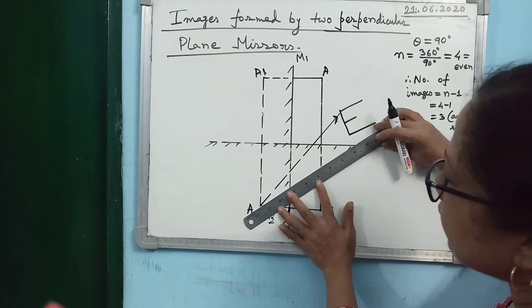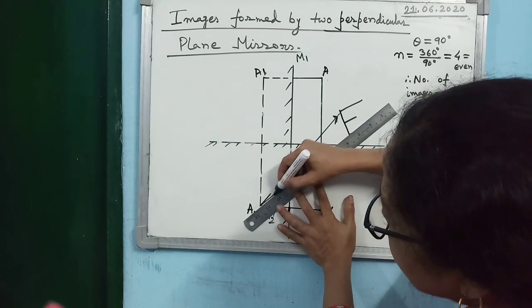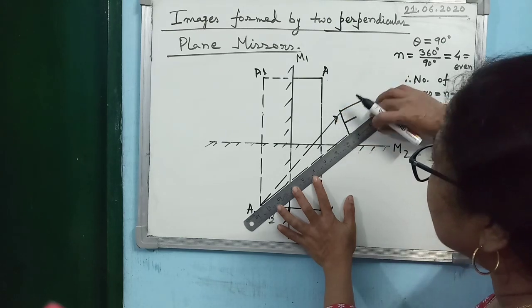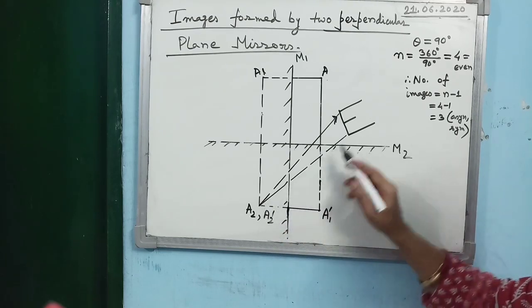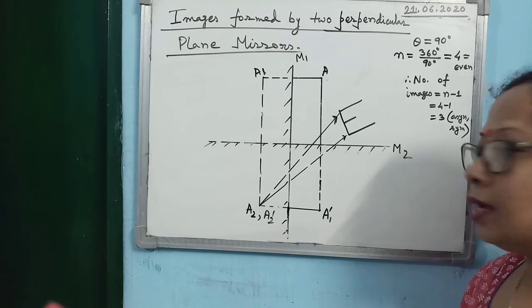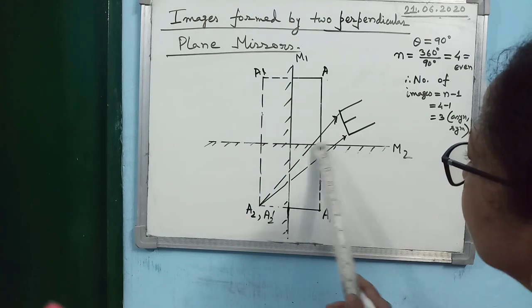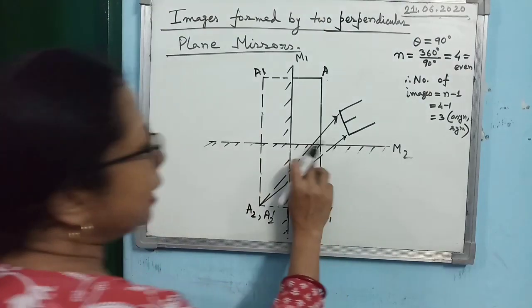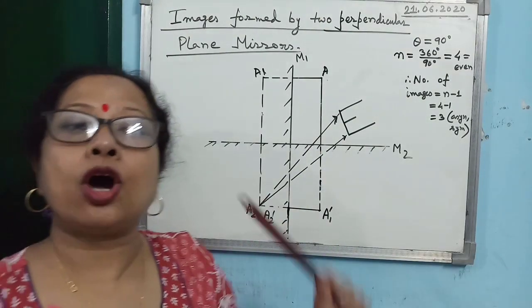Then you have to join A2 with the lower point also. So you join it with the lower point of the observer's eye. So when you join, again behind the mirror it should be dotted, in front of the mirror solid. Is that clear? Now you see these two lines meeting M2 at these 2 points. So just simply mark it. Now with what should these 2 points be joined? We know that we have to join it with the object.